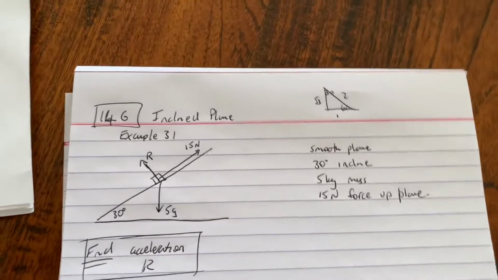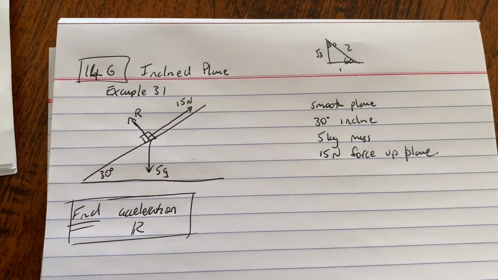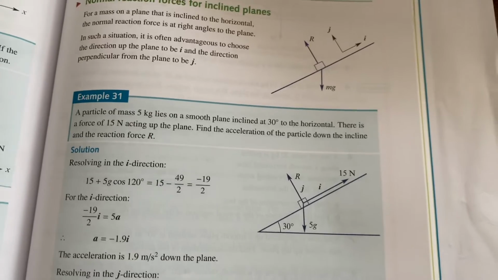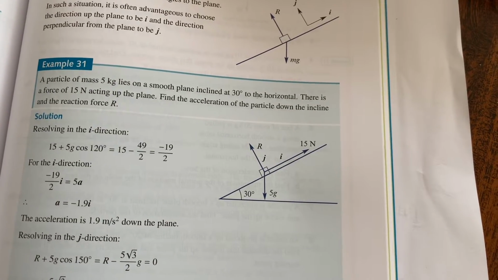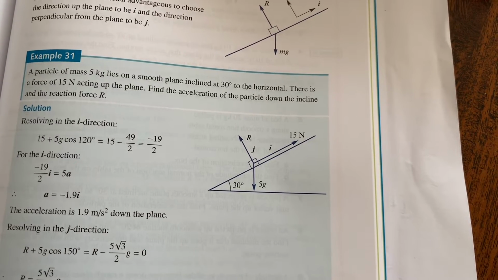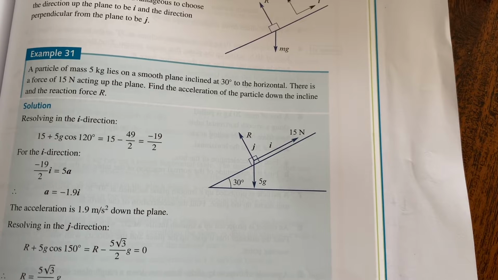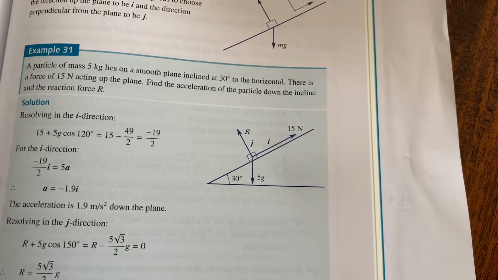Okay, exercise 14G on inclined planes. We're going to do example 31. It's here in the Cambridge textbook. So we read, a particle of mass 5 kilos lies on a smooth plane, inclined at 30 degrees to the horizontal. There is a force of 15 newtons acting up the plane. Find the acceleration of the particle down the incline and the reaction force.